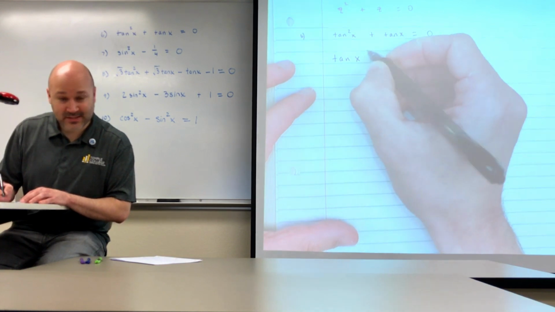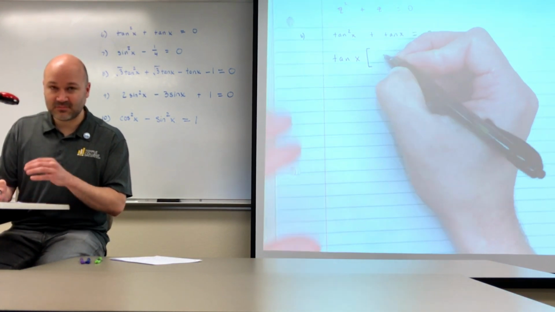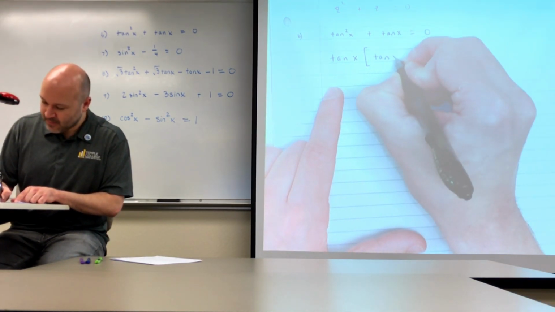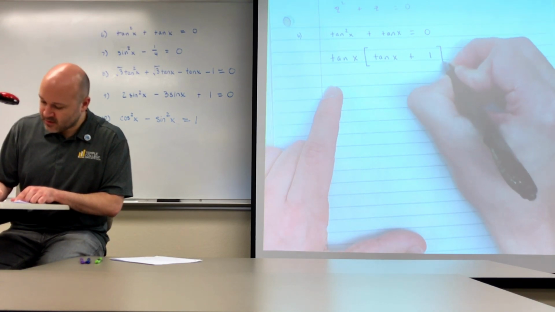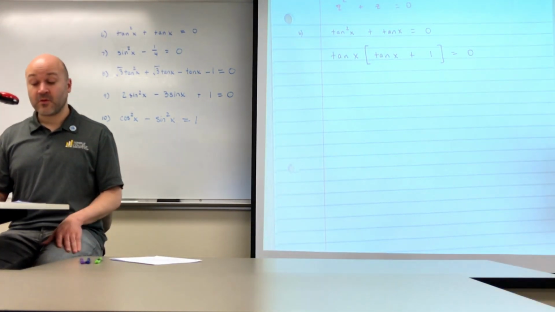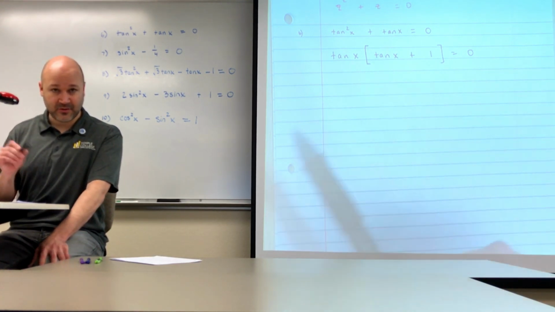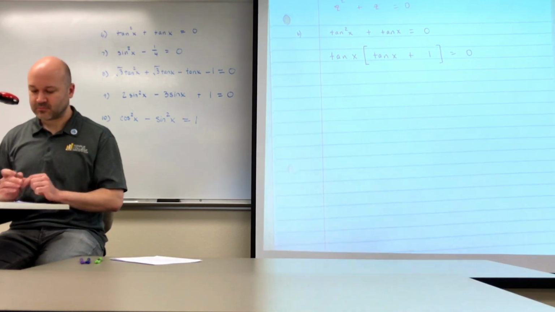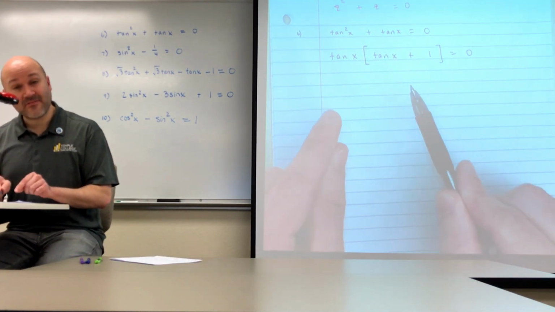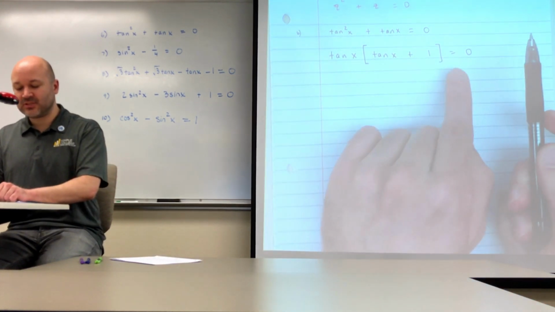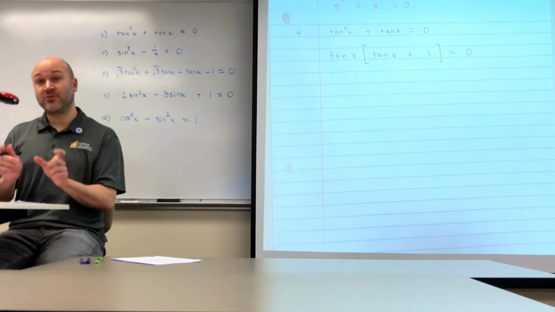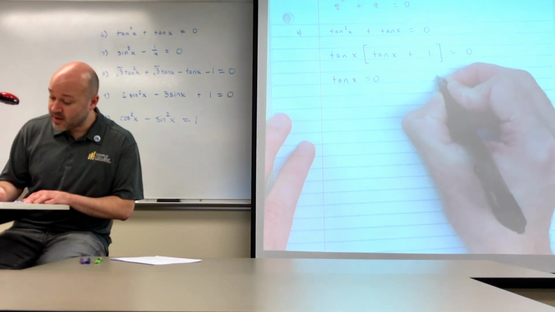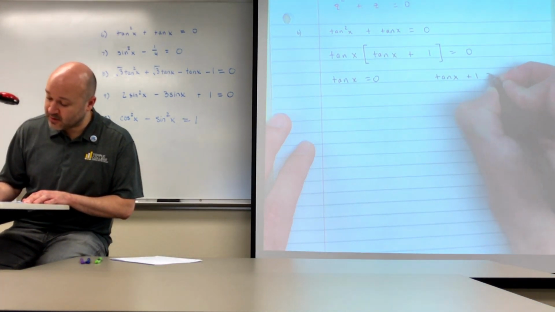If I factor by tangent of x, that's just a fancy word for division. Tan squared divided by tan is tan. Plus I'll have 1 here, and that's going to be equal to 0 still. We could always distribute just to make sure we're on the same track. Tan times tan is tan squared. Tan times 1 is tan. Now that I have this factored, I have 2 factors equal to 0, so I can set each factor equal to 0. So the first factor, tangent of x, equals 0, and tangent of x plus 1 equals 0.